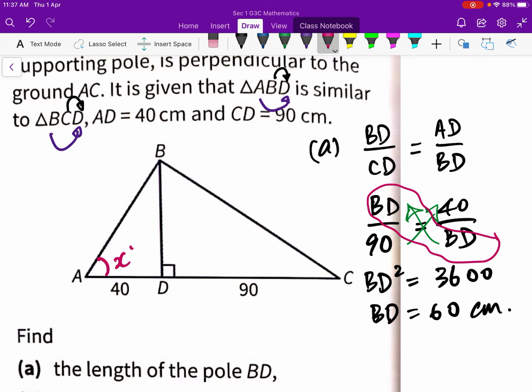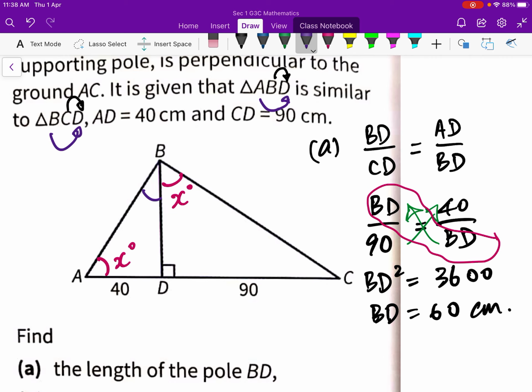If this is x, is there another x in the diagram? Which other angle is x? DBC. Okay, good. This is also x because they are similar triangles, right? Then there is one more angle that I want to find. Let's talk about this angle over here. You can call it y, or if you want, write it in terms of x. Do you know how to write this in terms of x?